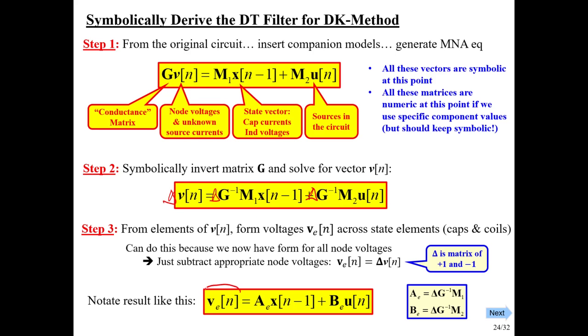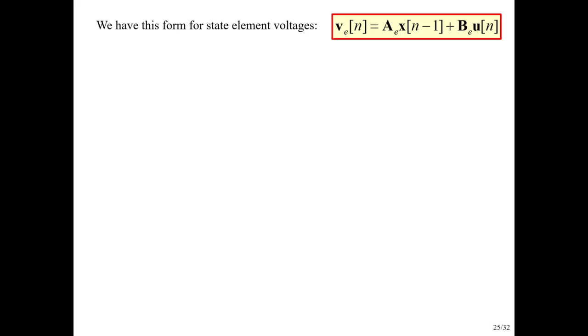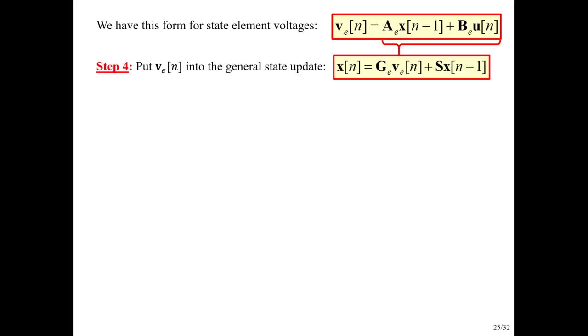So we've extracted our desired state element voltages, and we take this thing and define it to be A sub E, and we take this thing and define it to be B sub E. So now we have something that looks like that. And we'll have it in symbolic form, and that's nice. So I just rewrote that here, and so that's what we have for our state element voltages.